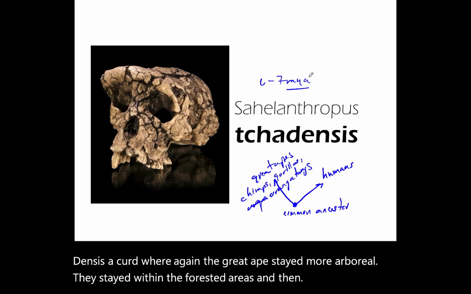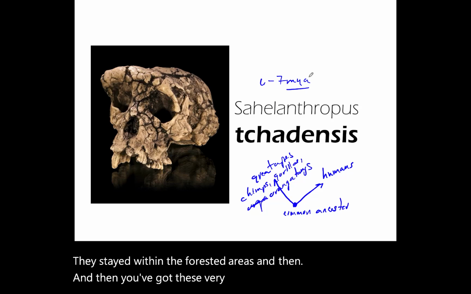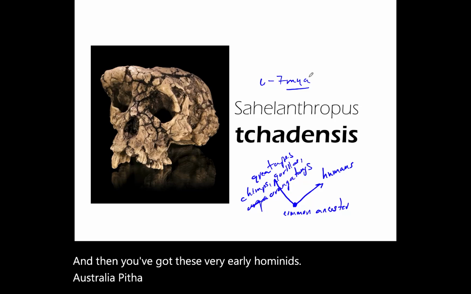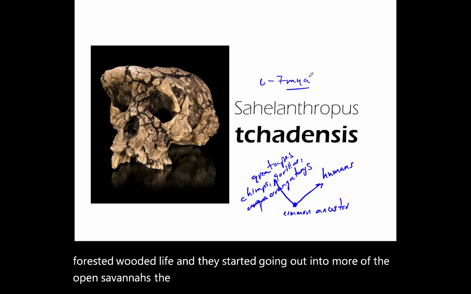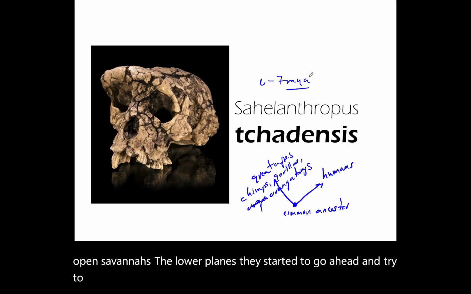you've got these very early hominids, Australopithecines. All right. That left the arboreal life, they left the forested, wooded life, and they started going out into more of the open savannas, the lower plains. They started to try to thrive along the coastal waterways.